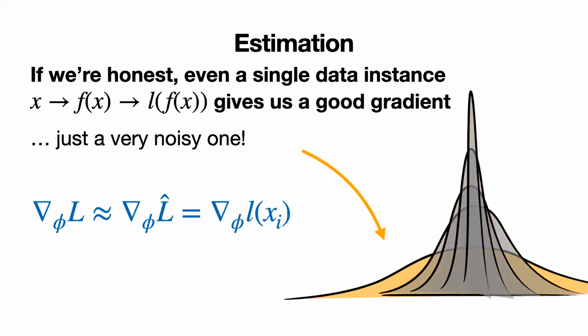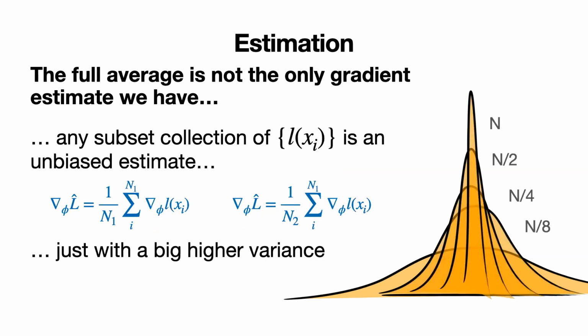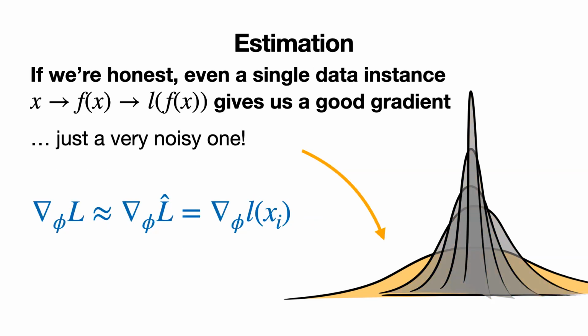One kind of special case is that even the gradient of a single example is an unbiased estimate of the full gradient, right? It's super high variance, but it's unbiased and already gives you a signal. It's just very, very noisy. And so this is basically the step of going to n equals 1, just a super high variance gradient.